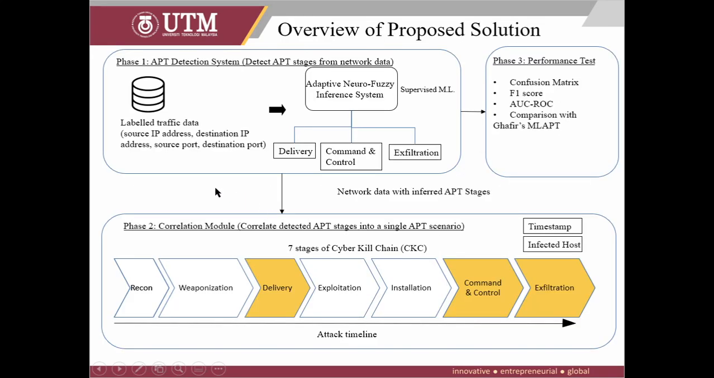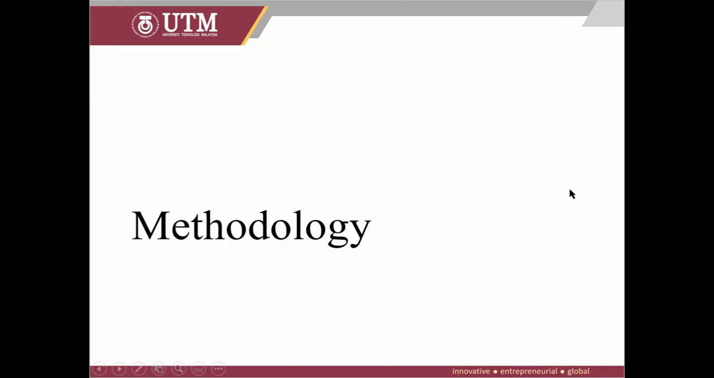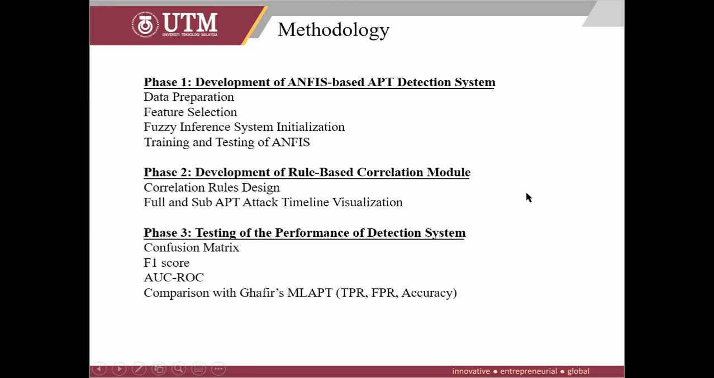So our proposed solution can be understood in 3 parts or 3 phases. Phase 1 is the detection system itself, where we train the ANFIS to classify these 3 stages. Then with the classified APT stages data, we are able to correlate them with the rule-based correlation, focusing on these 3 stages. And then we have phase 3 where we measure the performance. So the methodology part. These are the things that we'll go through for these 3 phases.